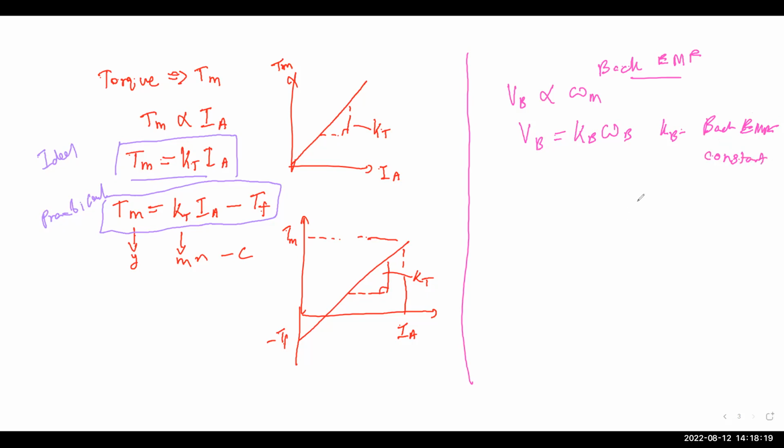So we can actually plot this. If you plot this once again, you will get something like this, VB against omega m, with slope Kb, right? Okay, so we have our back EMF equation given by this. So we have our electrical equations together, right?